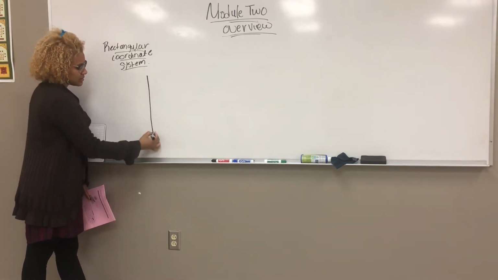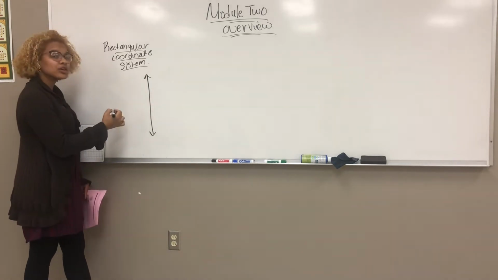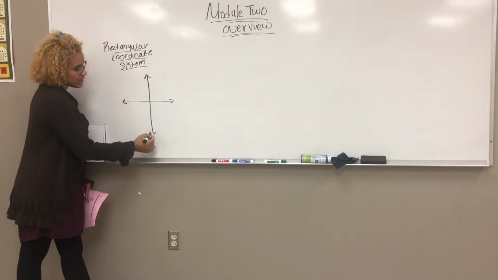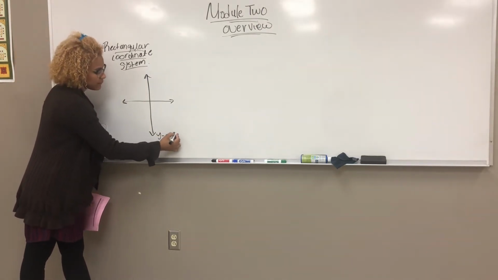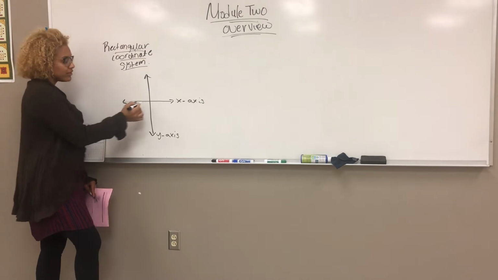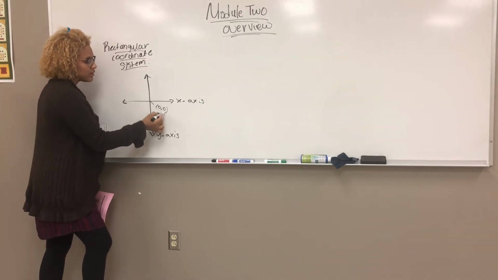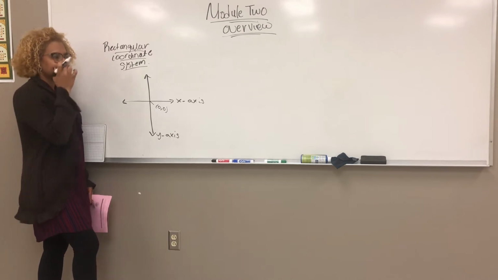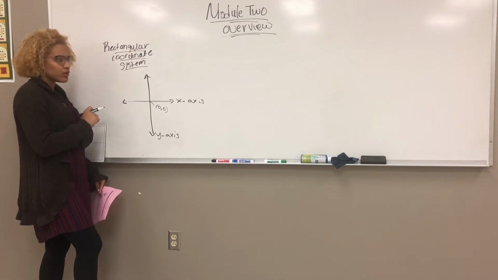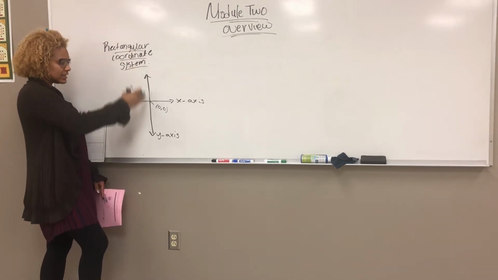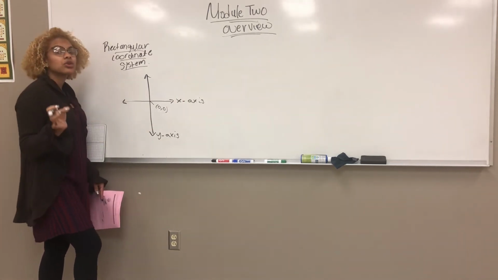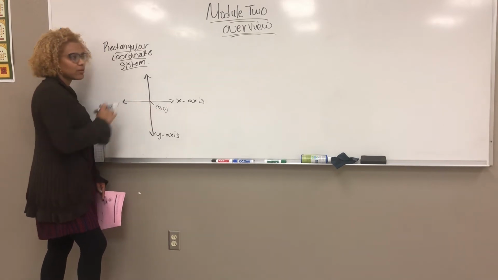So the rectangular coordinate system is composed of two lines, a vertical and a horizontal line, okay? And you probably have seen this before, where the vertical line is the y-axis, and the horizontal line is the x-axis, okay? The center is the point (0, 0), and it's called the origin, okay? So this axis is the y-axis, this axis is the x-axis, and the center is called the origin, and it has the point (0, 0).